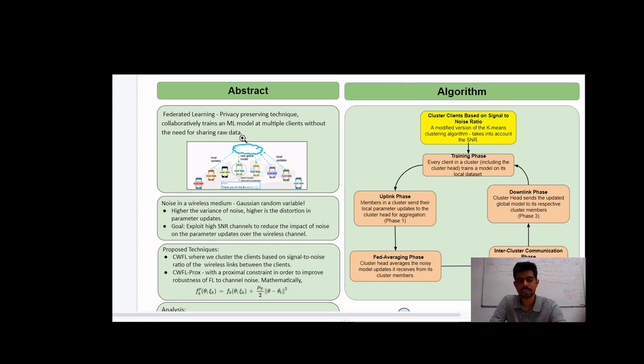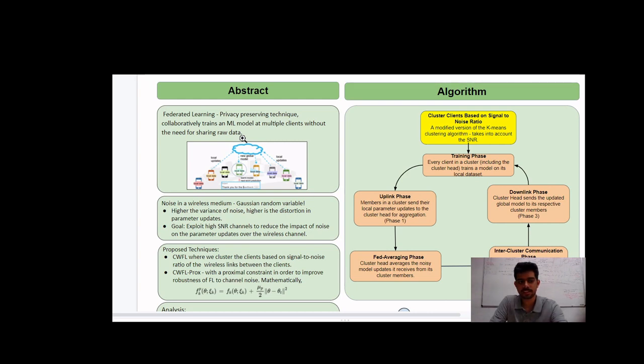For example, consider the case of a hospital. If we wish to make a machine learning model that can accurately detect cancer, we will have to take the data from a large number of cancer patients, collate it, make a dataset, and then train the model on it. So this is not very good for the privacy of the cancer patients.